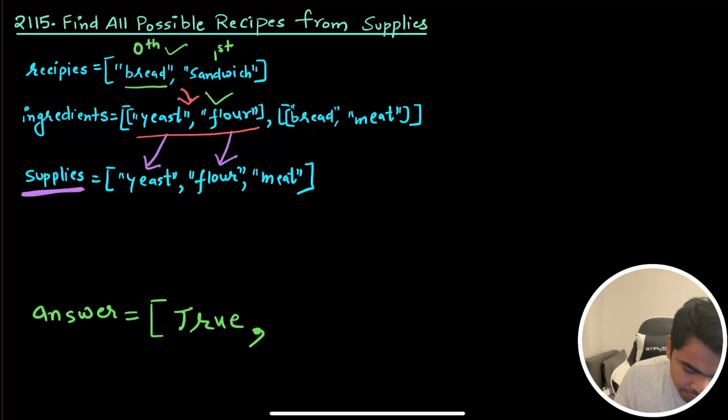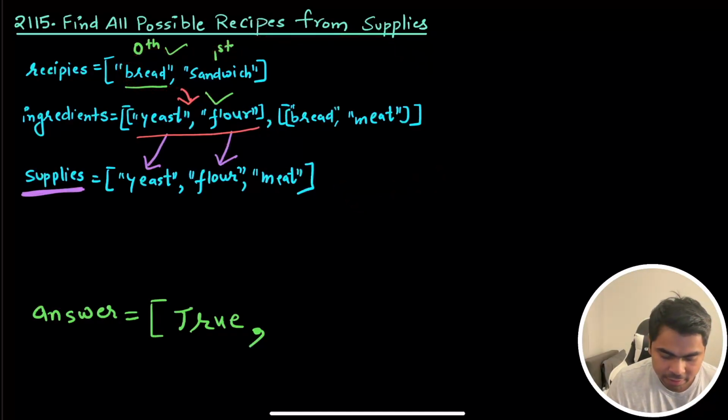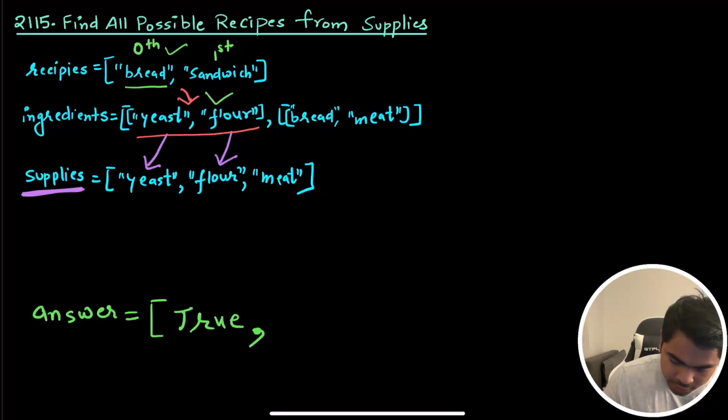How about sandwich? Can you create sandwich? Well, what are the ingredients for sandwich? By the way, because you have already created this bread, you'll take this recipe and also append it to your supplies list. Why? Because you have already created this recipe, and that important line basically fits in here. It will become an ingredient for other recipes. So I will add this bread, which I just created using yeast and flour, to my supplies now.